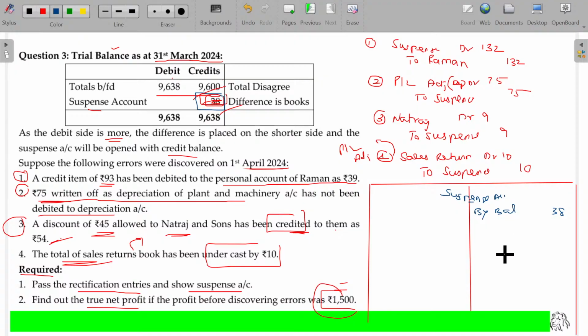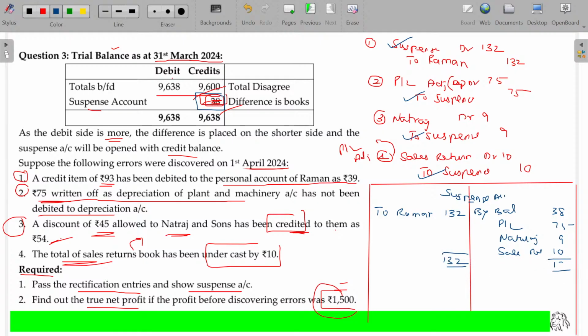To find out the reason for the difference and eliminate it, we verified and found 4 errors and passed rectification entries. Now these rectification entries should be incorporated in the suspense account. So here, suspense account to Raman 132, and by P&L account 75, and by Natraj 9, and by sales return the value being 10. Now come on, tally this.